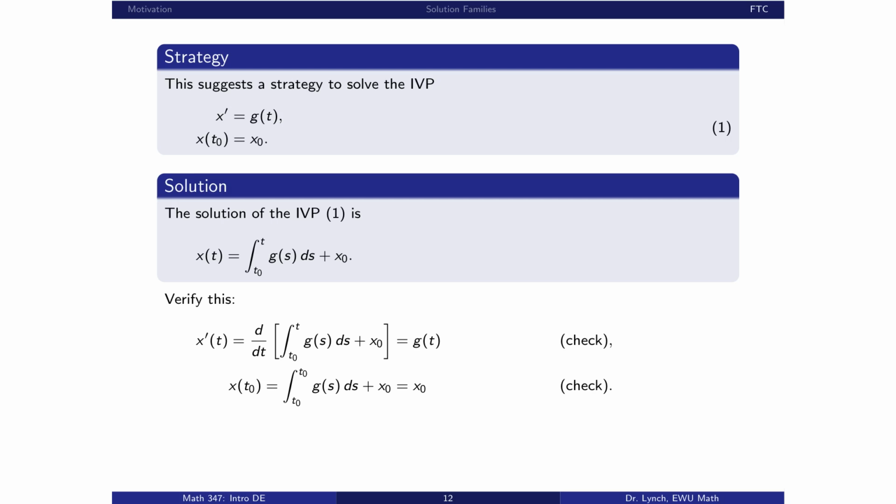And if we evaluate this integral expression for x at t naught, we end up with an integral from t naught to t naught. Of course, an integral from t naught to t naught of any function is equal to 0. So the initial value is satisfied as well.